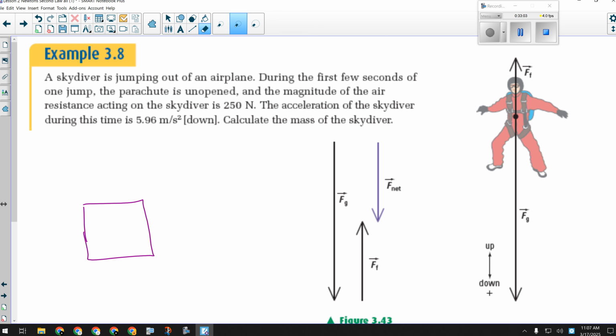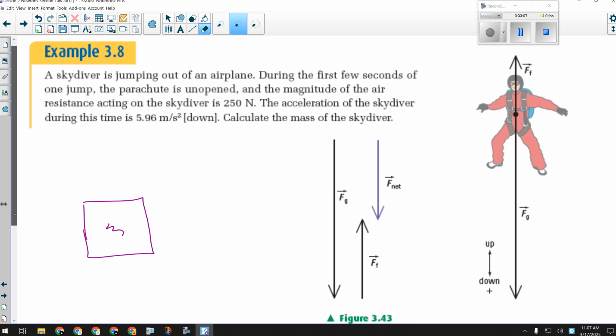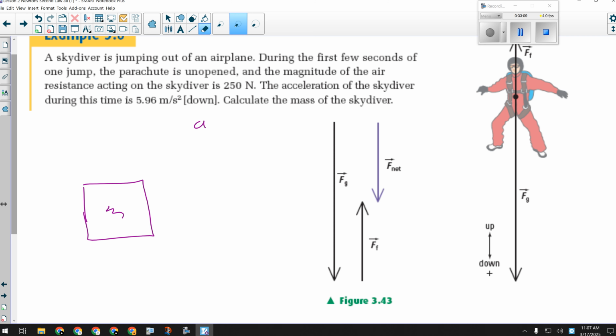So we've got the skydiver jumping out of the airplane. Again, we don't know their mass. We do know that the net acceleration is 5.96 meters per second squared down. That would be the result of gravity and air resistance, which is a form of friction, so force of friction acting upwards. We want to calculate the mass of the skydiver.